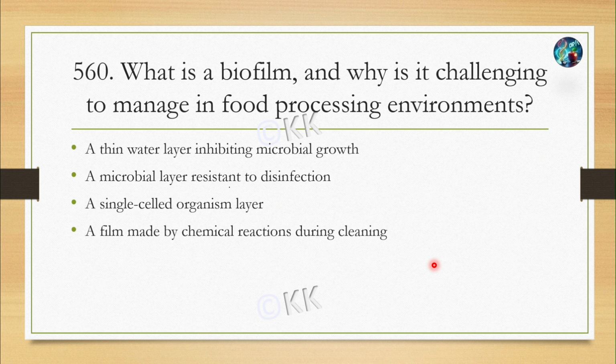What is a biofilm and why is it challenging to manage in the food processing environment? Option A, a thin water layer inhibiting microbial growth. Option B, a microbial layer resistant to disinfection. Option C, a single-celled organism layer. Option D, a film made by chemical reactions during cleaning.